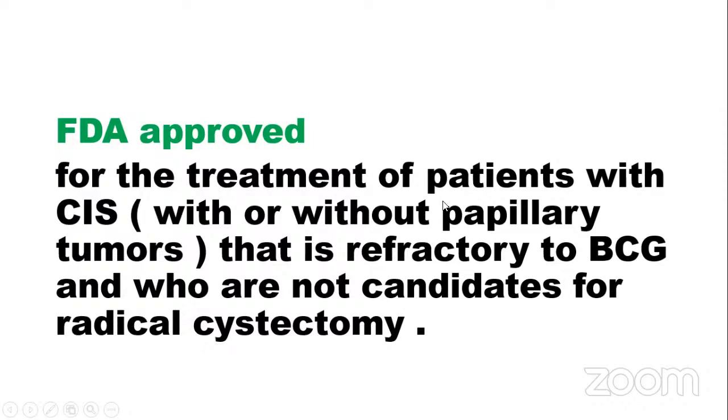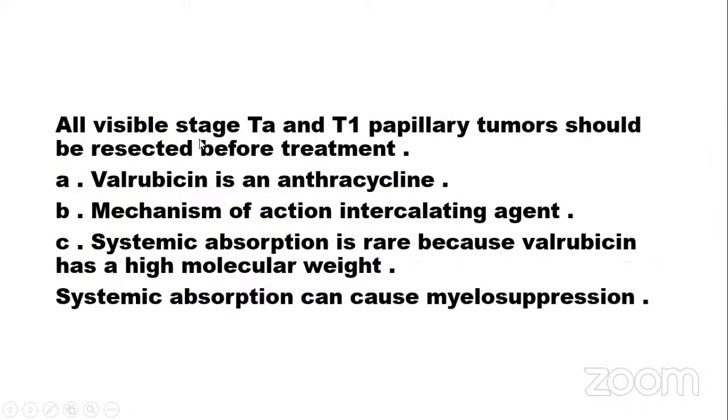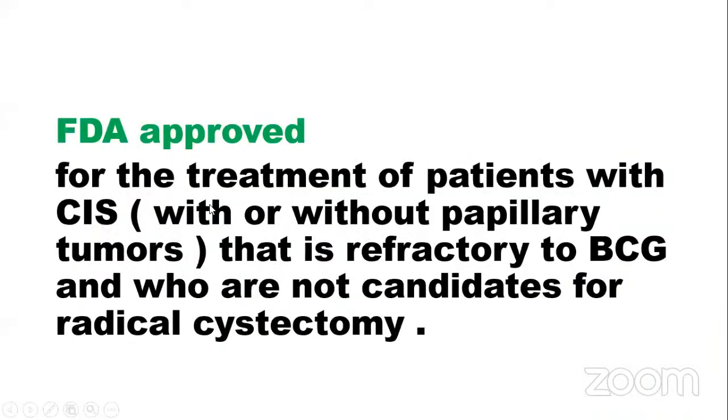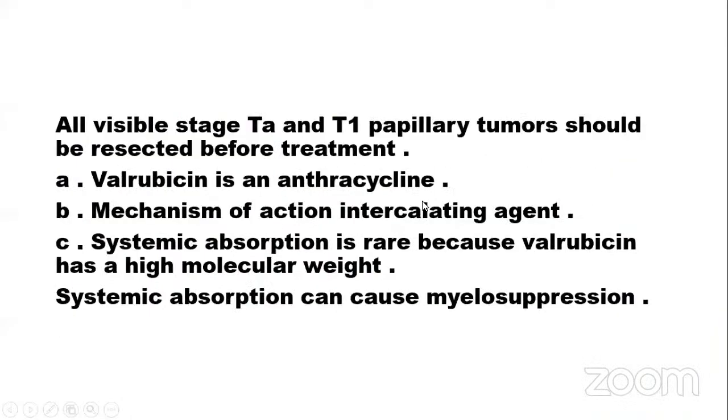It is indicated for the treatment of patients with CIS, with or without papillary tumor, that is refractory to BCG and who are not candidates for radical cystectomy. All visible stage Ta, T1 papillary tumors should be resected before the treatment. Valrubicin is an anthracycline; its mechanism of action is intercalating agent, and systemic absorption is rare. It has a high molecular weight like gemcitabine. Systemic absorption can lead to myelosuppression.